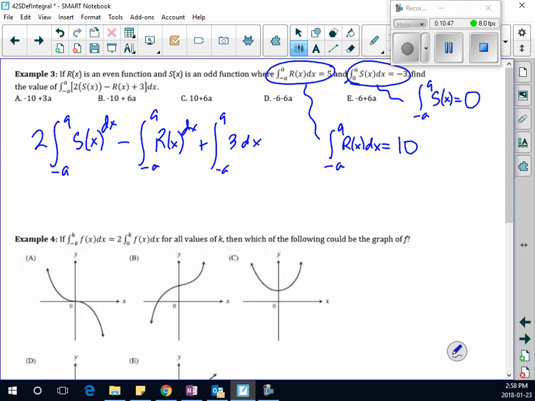Okay, so what did we say the s of x is? That would be 2 times 0 minus, what did we say r of x was? 10, yes? Plus, what do we do here with a constant? It's what? 3 times this minus that, right? So what's this minus that? A minus minus A? That would be 2A. So this is going to be minus 10 plus 6A.